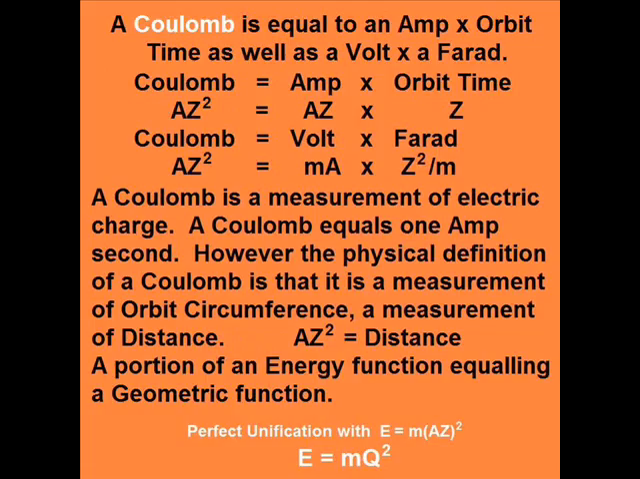A coulomb is equal to an amp times orbit time, as well as a volt times a farad. A coulomb, az squared, which is distance, equals az times z. And a coulomb, az squared, equals ma times z squared over m. A coulomb is a measurement of electric charge. A coulomb equals 1 amp second. However, the physical definition of a coulomb is that it's a measurement of orbit circumference, a measurement of distance. Az squared equals distance. A portion of an energy function equaling a geometric function.